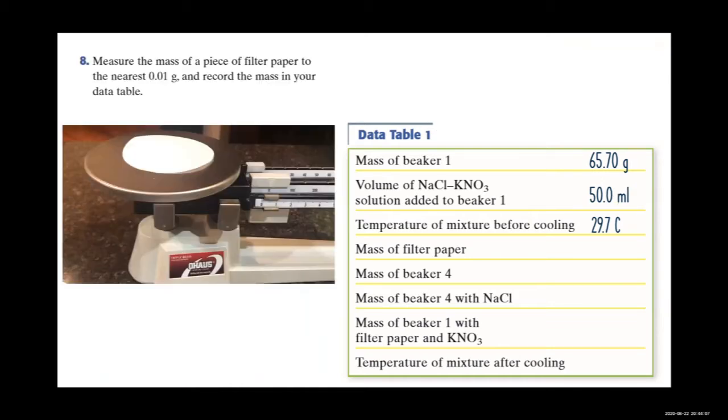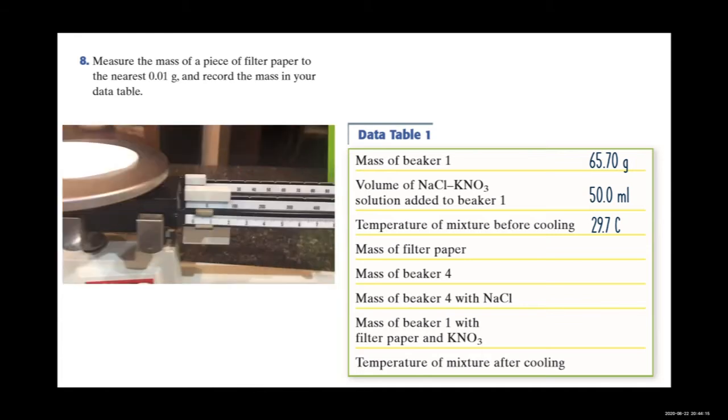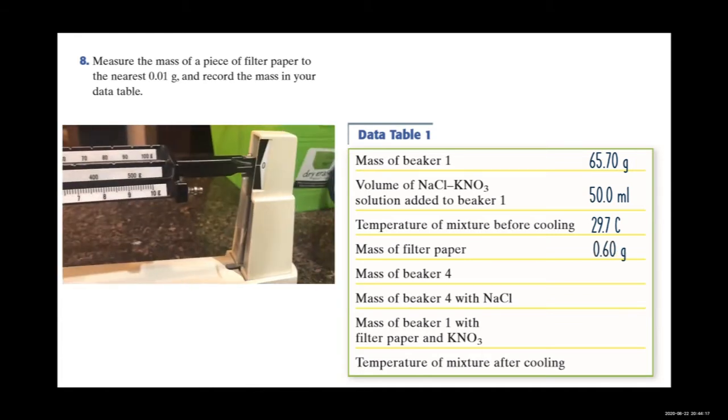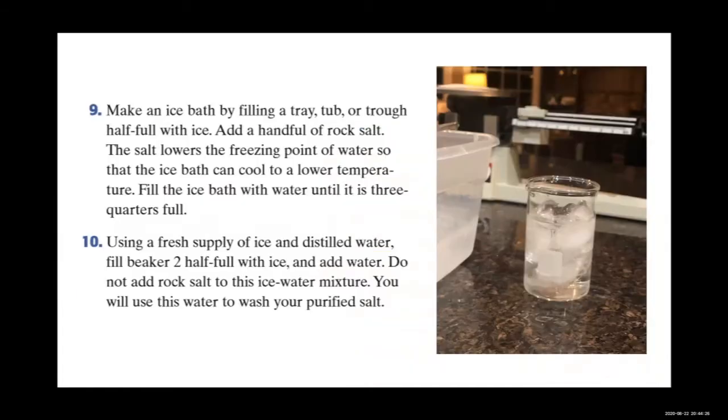Measure the mass of a piece of filter paper to the nearest 0.01 gram and record your mass in the data table. Our filter paper was 0.60 grams. Make an ice bath by filling a tray or tub or trough half full with ice. Add a handful of rock salt. The salt lowers the freezing point, so the water in the ice bath can cool to a lower temperature. Fill the ice bath with water until it is 3/4 full.